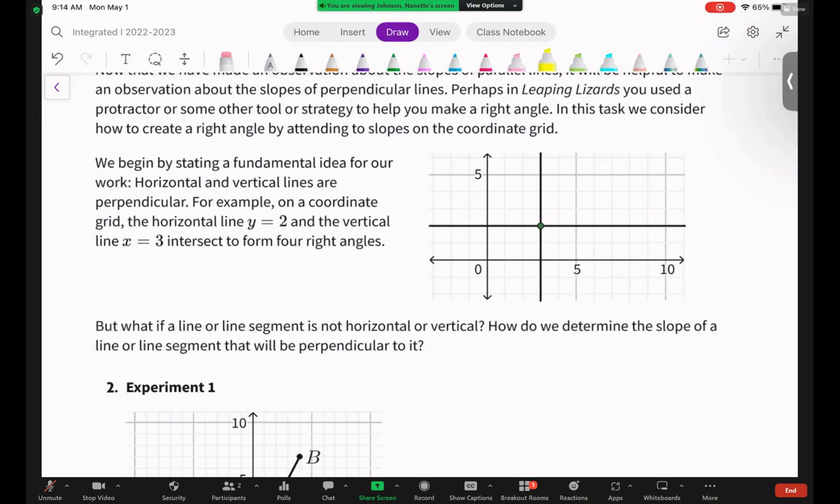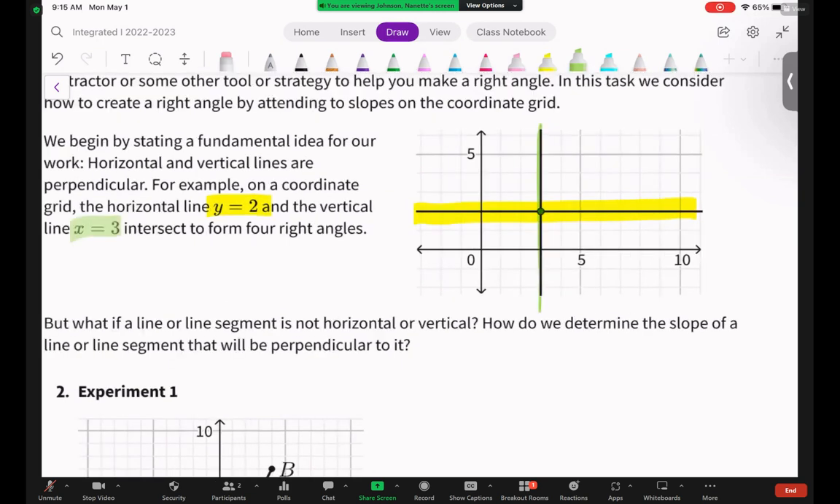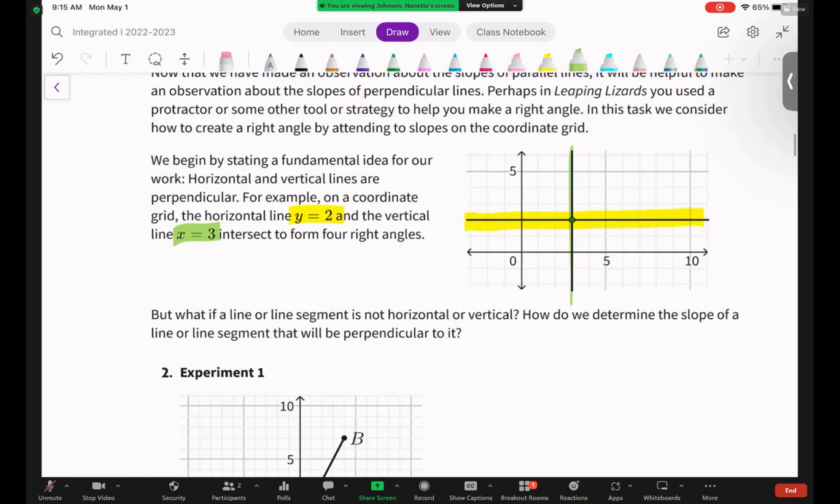For example, on a coordinate grid, y equals 2, this is y equals 2 right here, is perpendicular to the line x equals 3. And they form right angles. If you remember from, I don't know, maybe fourth grade, whenever they taught you, this little square in the vertex means it's a right angle, which means that the measurement is 90 degrees. Okay, so just kind of keep that in mind.